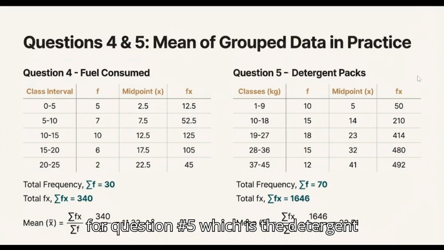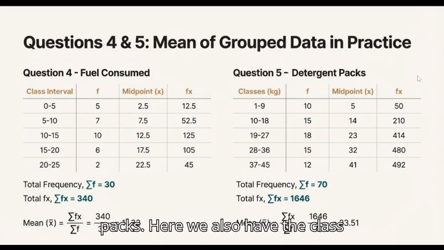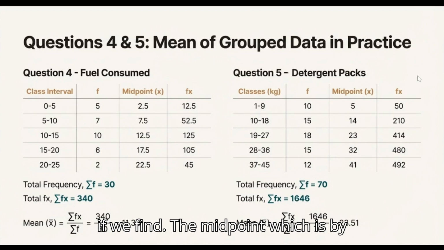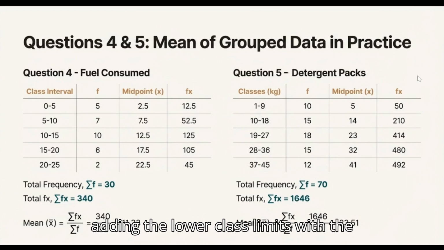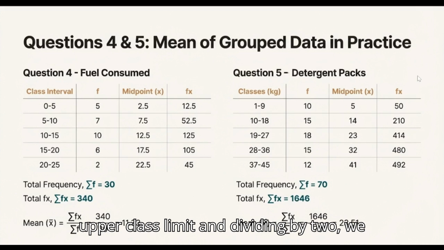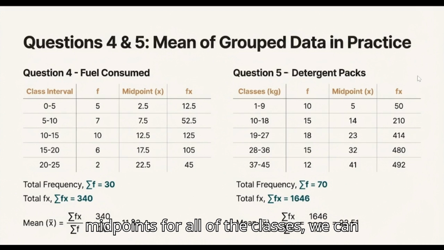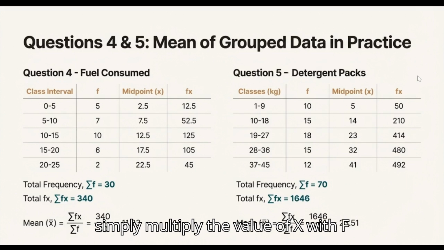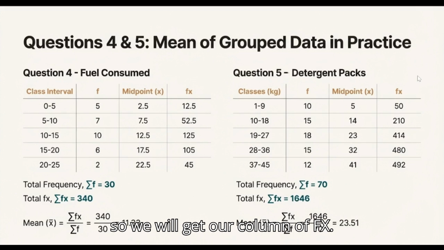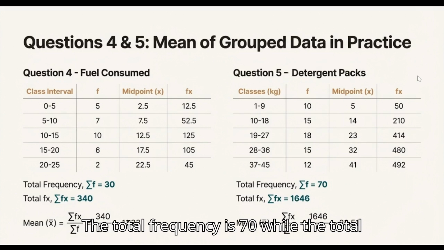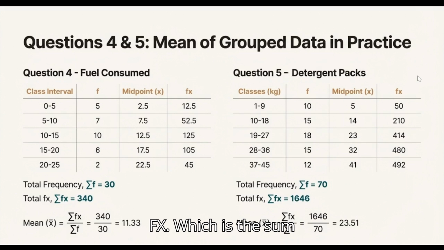For question number 5, which is the detergent packs, here we also have the class intervals in kg and the frequency. So if we find the midpoint, which is by adding the lower class limit with the upper class limit and dividing by 2, we will get our midpoint. After finding the midpoints for all of the classes, we can simply multiply the value of x with f. So we will get our column of fx. The total frequency is 70, while the total fx, which is the sum of all fx, is 1646. Dividing 1646 by 70, we get 23.51.